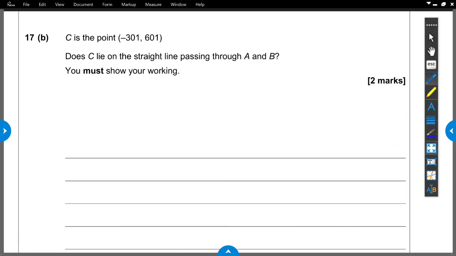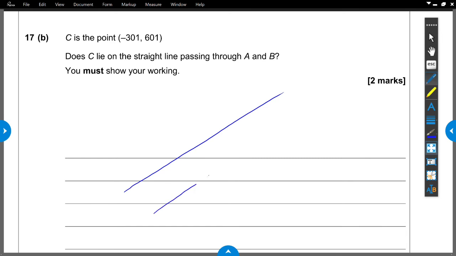For part B, we could assume that it's a straight line. If we were to do a quick sketch, and we've got the 2 points down here already, that's point A and point B, and if we went to -301, that's well down here, and positive 601, it could line up with that line. It's plausible, but we need to show that. Now consider the properties of a straight line. It's got a constant gradient. The gradient just continues in that direction.